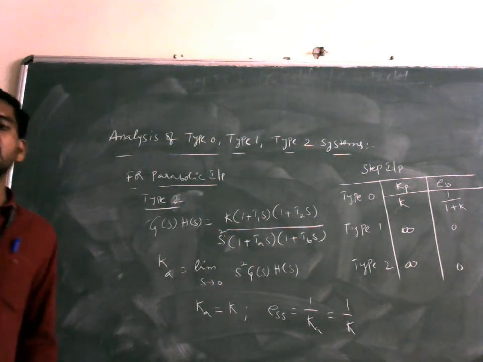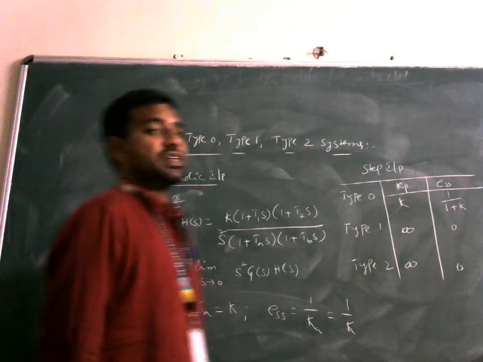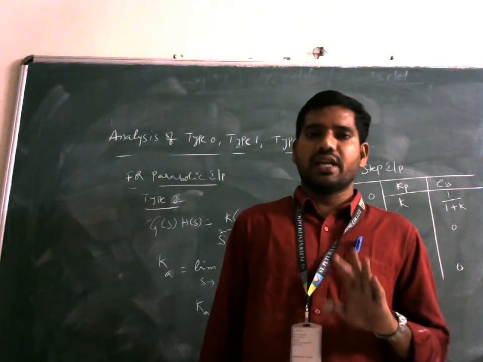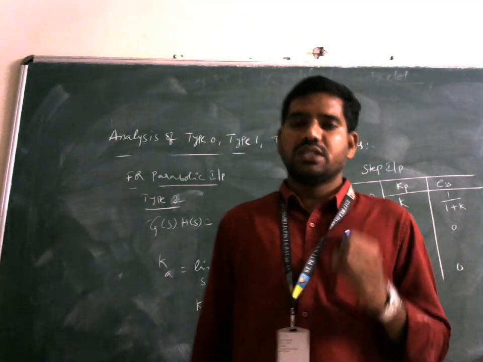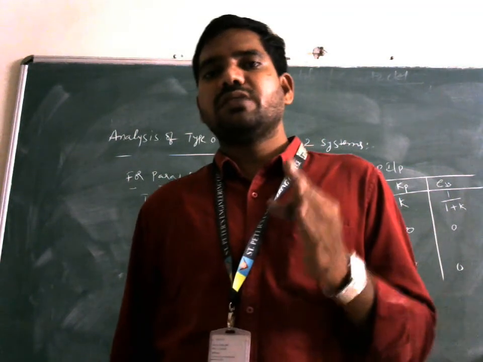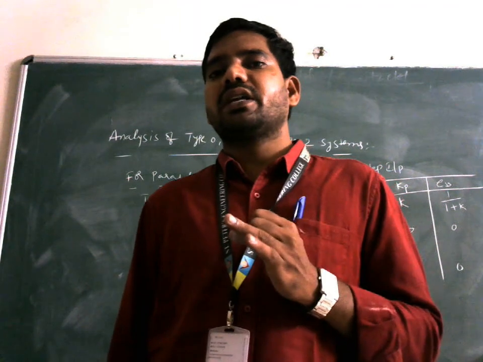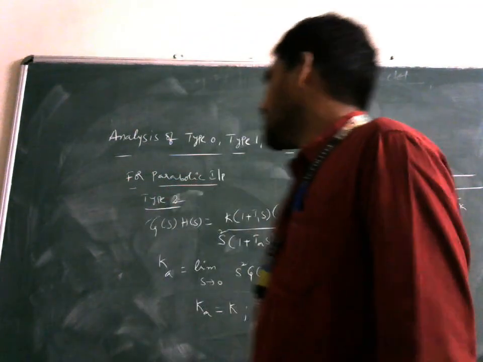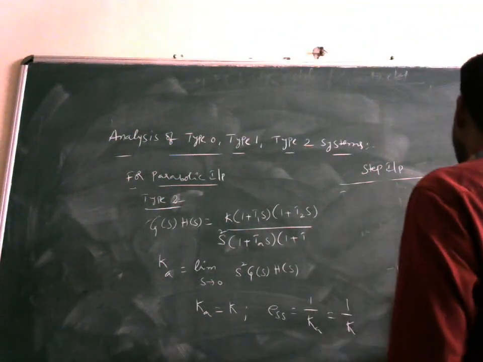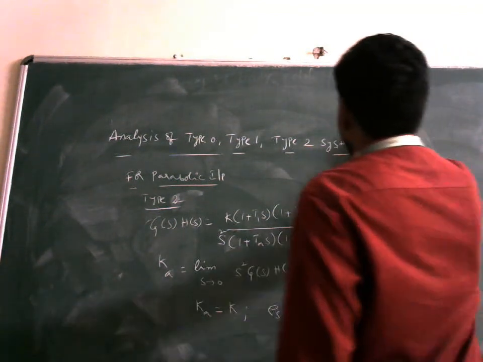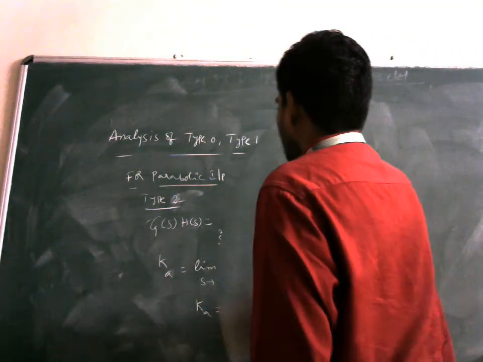This is the analysis for the different cases: in total 9 cases we analyzed, for type 0 system, type 1 system, type 2 system, for different inputs. First we considered step input, second ramp input, and then parabolic input. Now finally I am going to conclude these things with a simple table, for how we are going to remember all these things.